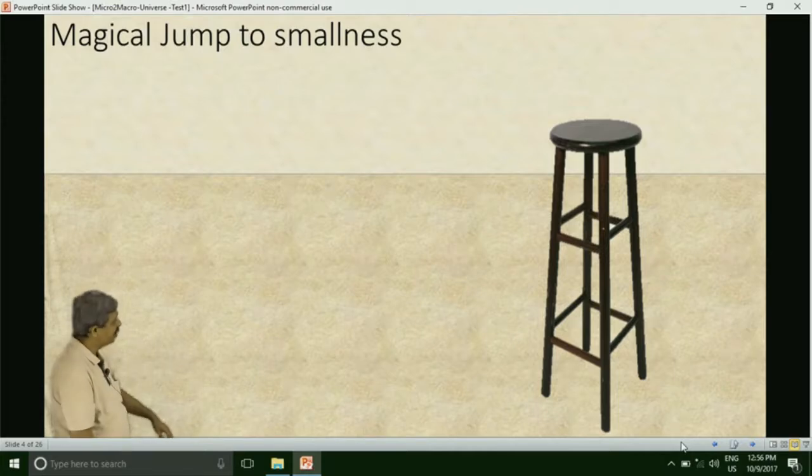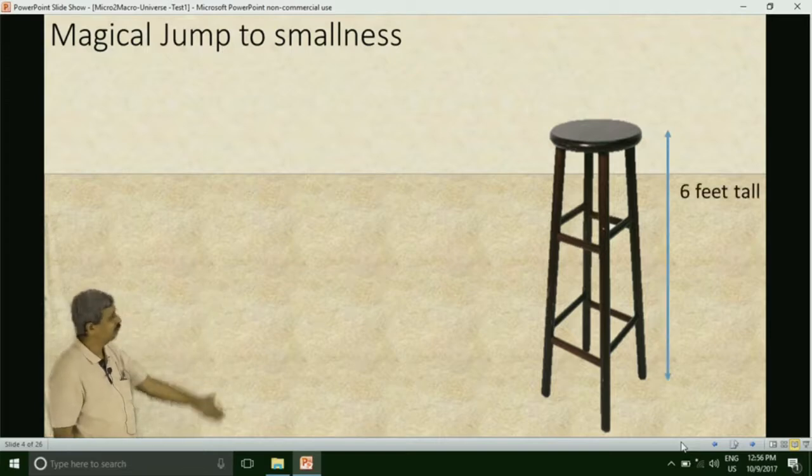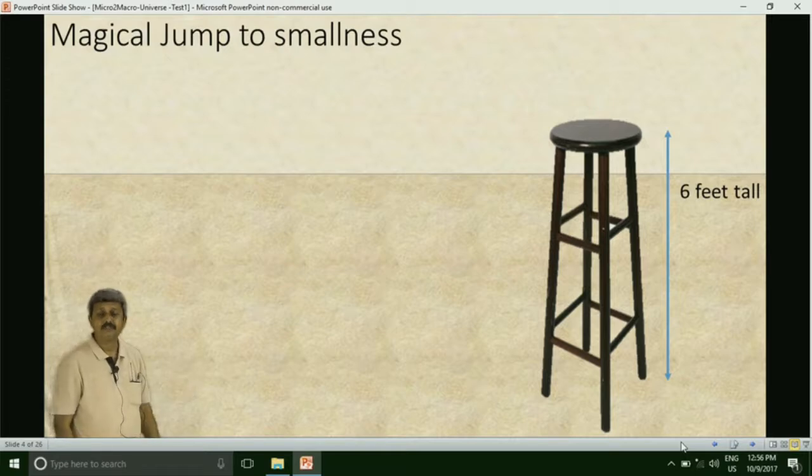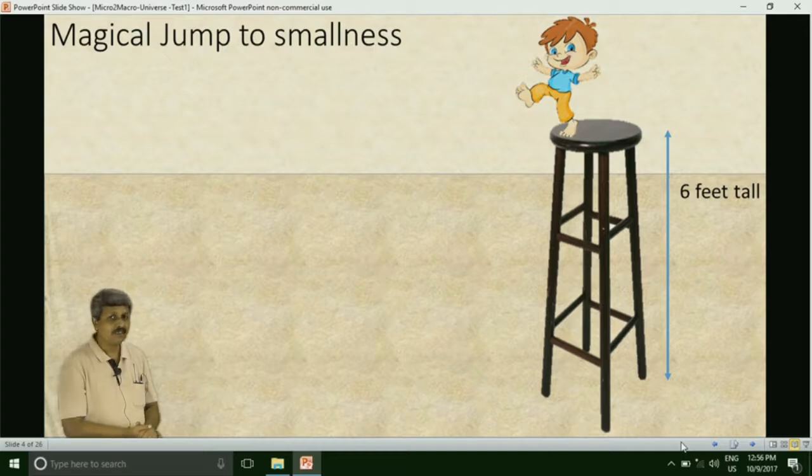I start with a small stool. The stool is about 6 feet. Now, let us assume that you are standing on the stool. You want to jump. Jumping from 6 feet is not all that tough. Believe me, we have done it in our childhood, and you can do it. So start jumping from 6 feet. What will happen? Nothing. You will jump onto the floor and end of the story.